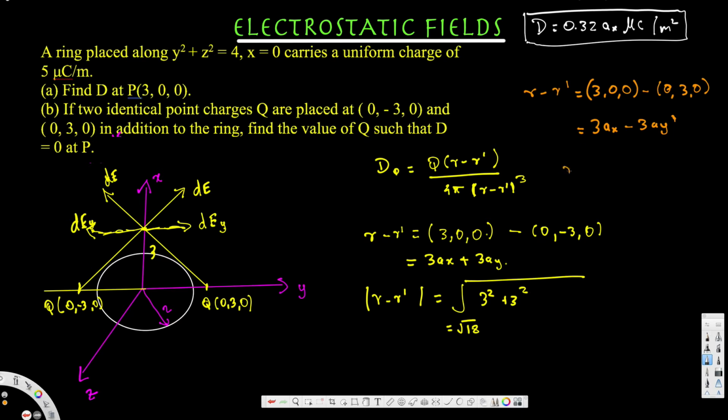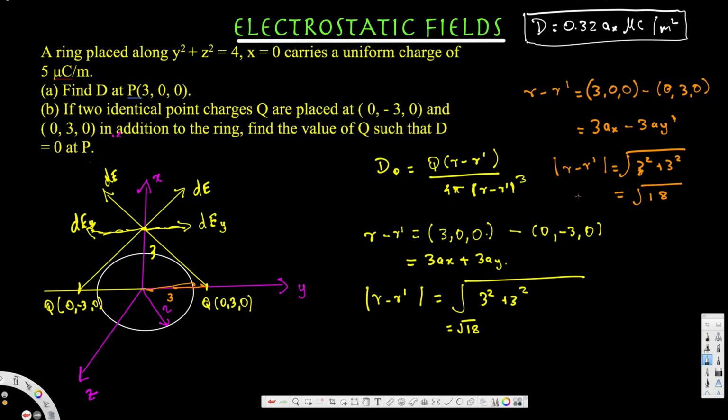Let's look at the magnitude, r minus r prime. The distance is going to be the same because both of them, this is also 3, right, from here, and the height is 3, so 3 squared plus 3 squared, that's going to give us square root of 18. Okay, so this is the value for both.